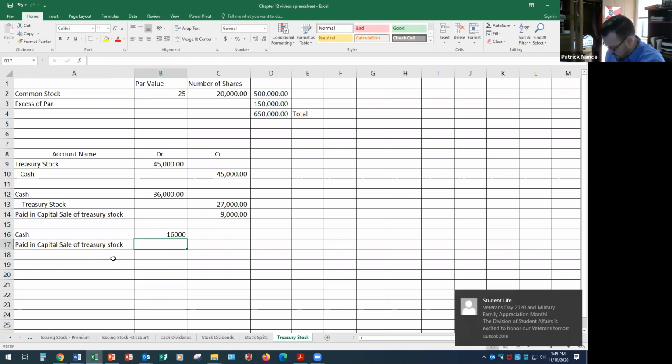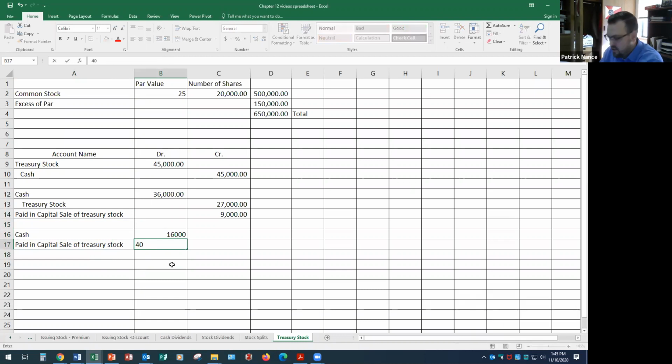Is going to be the 400 shares times the $5 difference, and the $5 difference is the difference between the $45 I paid for it and the $40 I'm currently selling it for, which is $2,000. And then I'm going to credit treasury stock and no longer have it, for $18,000. And that's how treasury stock works.